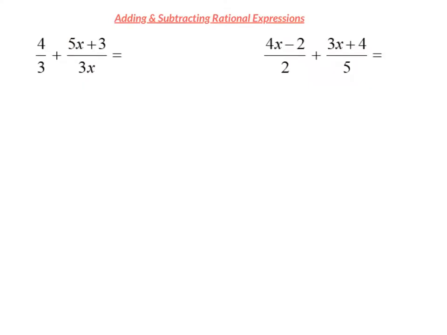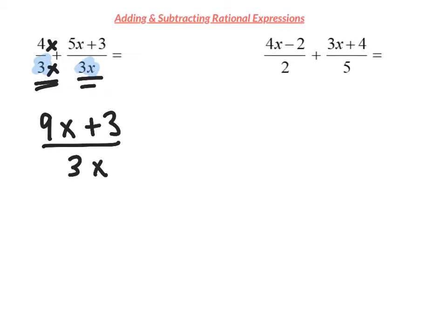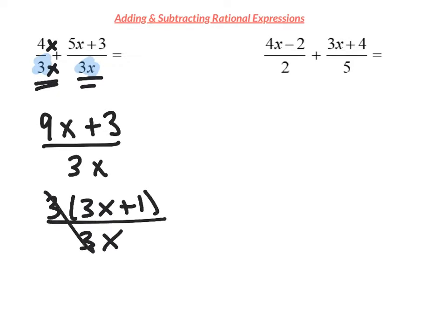So when I look at this first case, I see a 3 and a 3x. The simplest way to do that would be to multiply the left side by an x, top and bottom. And now things are the same. And so I would have 4x and 5x is 9x plus 3. And on the bottom would be 3x. This, of course, is not my answer. I can take out a 3 from the top, factor it out, and then divide those out. My final answer would be 3x plus 1 over x.